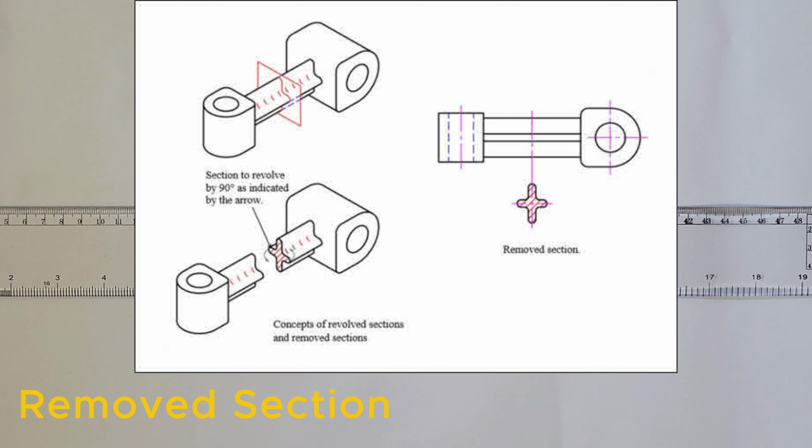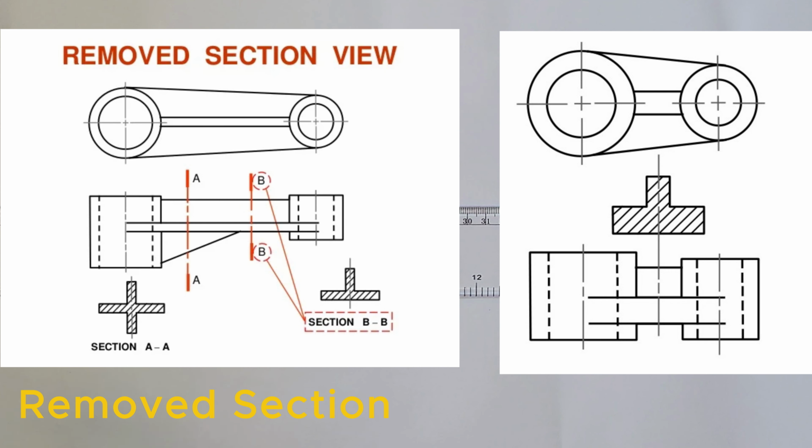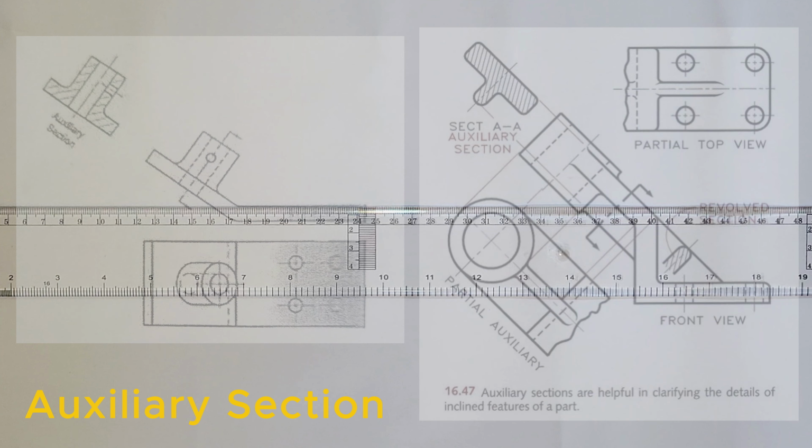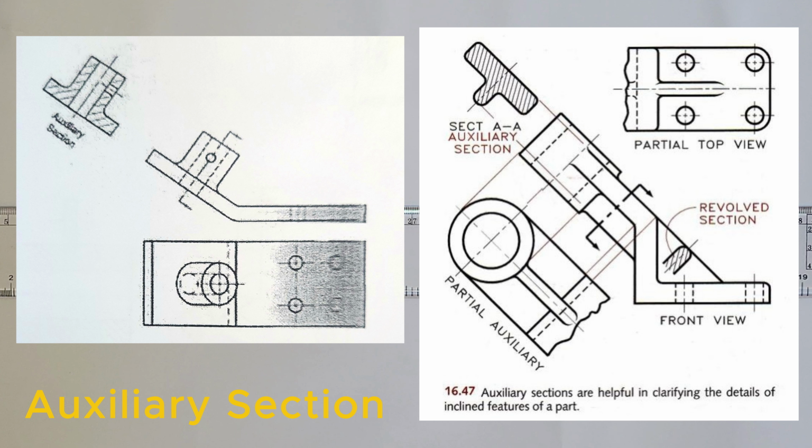Removed section. In a removed section, we draw the cross-section separately, often beside the main view. This makes it easier to study small or complicated details. Auxiliary section. Auxiliary sections are used when features are slanted and don't lie on the main vertical or horizontal planes. We create a new plane that matches the angle.